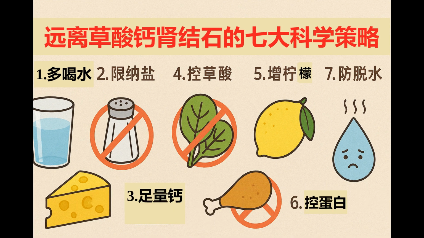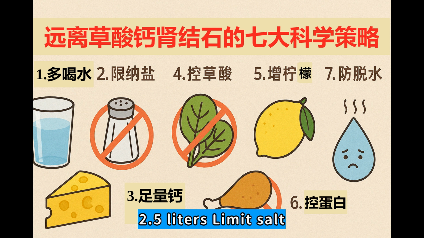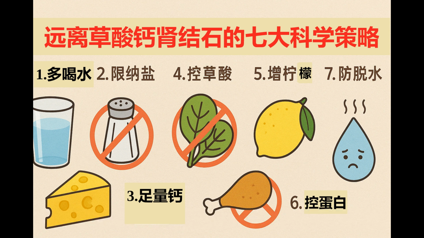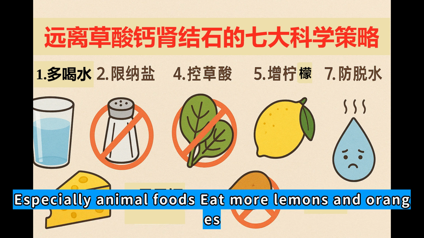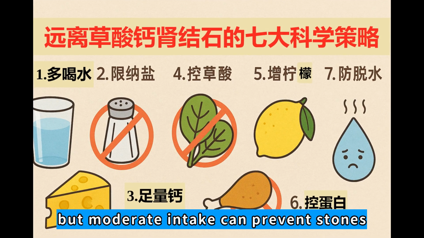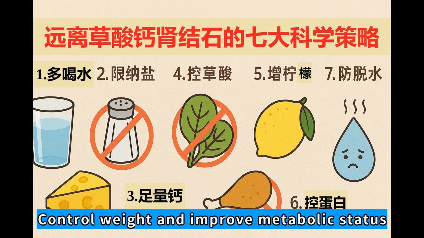Part 5. The most practical prevention strategy. General golden rule. Drink enough water every day. Ensure urine volume of 2–2.5 liters. Limit salt. Daily sodium intake of 2,300 milligrams. Do not consume too much protein, especially animal foods. Eat more lemons and oranges containing citric acid. Do not blindly reduce calcium, but moderate intake can prevent stones. Reduce high oxalate foods, such as unblanched spinach and nuts. Control weight and improve metabolic status.